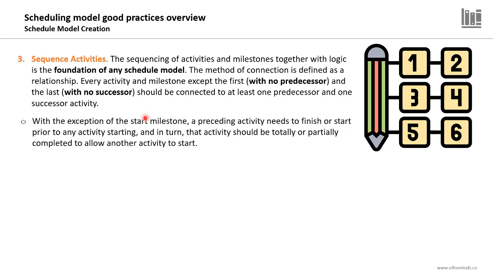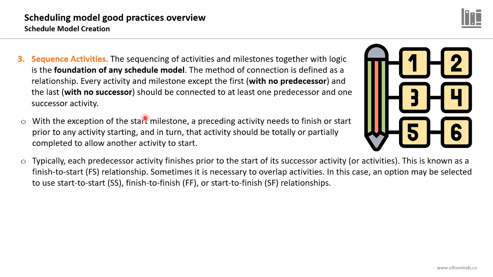With the exception of the start milestone, a preceding activity needs to finish or start prior to any activity starting, and in turn that activity should be totally or partially completed to allow another activity to start. So with the exception of the first and last milestone or activity, every activity in the project schedule model should be linked to a predecessor and to a successor.